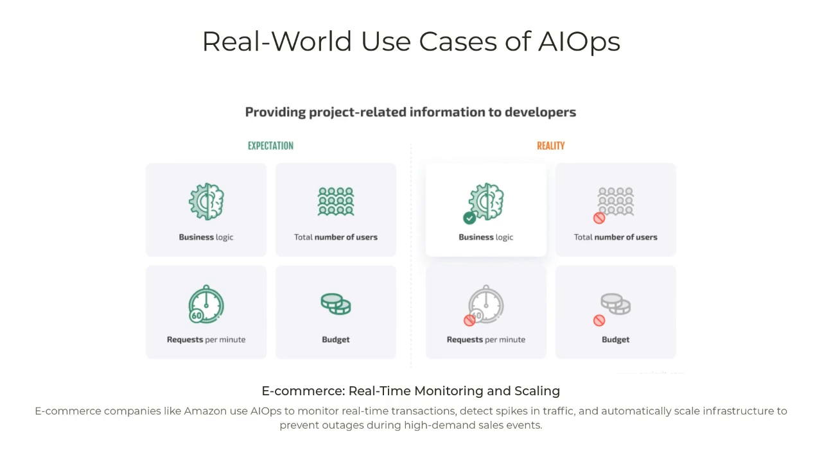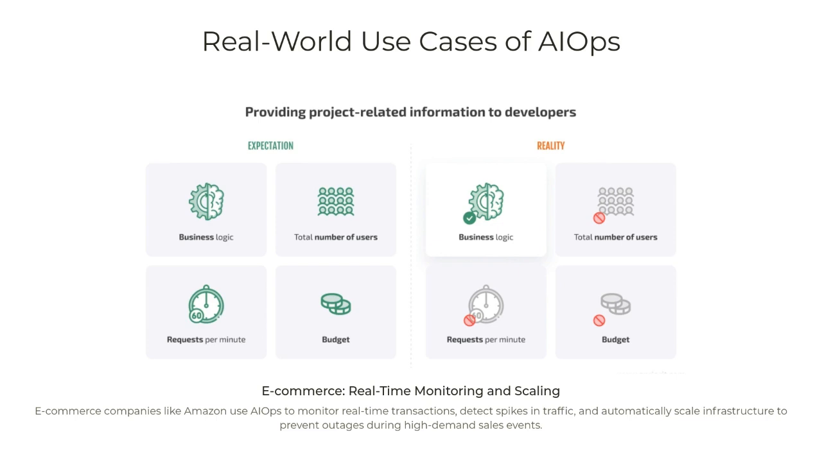One of the best examples of AI Ops at work is in the e-commerce industry, especially during high-demand periods like Black Friday or Cyber Monday. Let's take a company like Amazon. They handle millions of transactions per minute during peak events. Without AI Ops, managing such high traffic manually would be impossible.